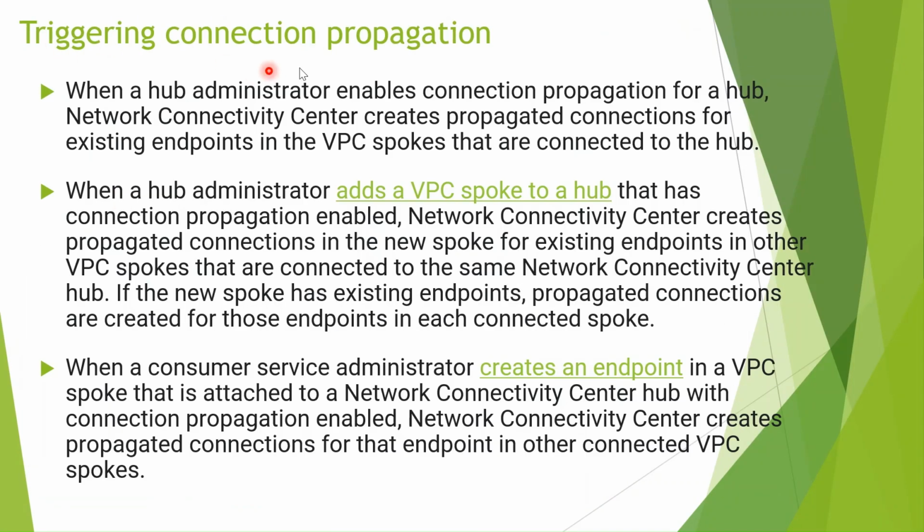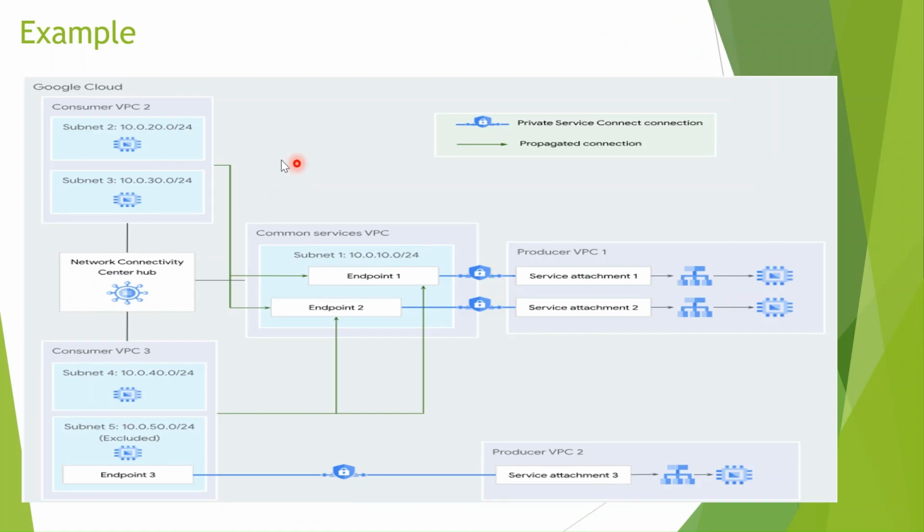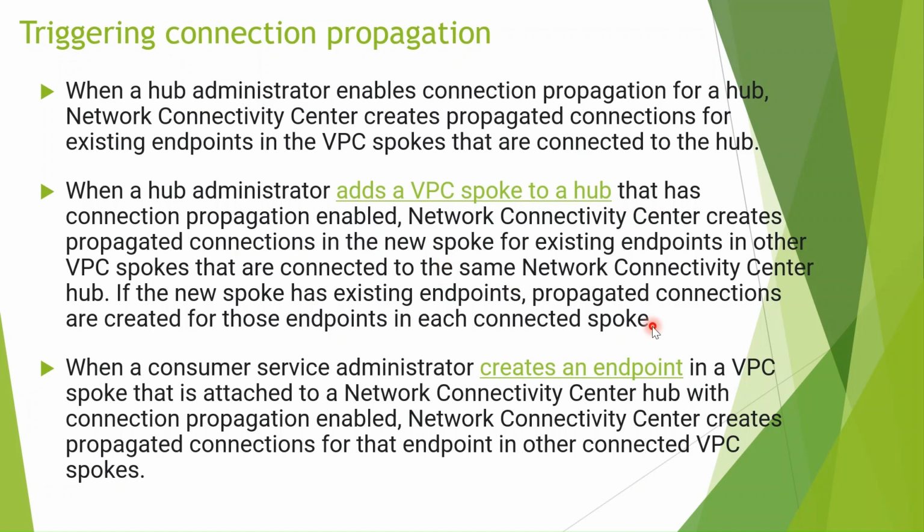There are also some triggers for connection propagation; you can check them out. Basically, suppose you add a new VPC and it also has some connection endpoints with Private Service Connect. What will happen? NCC will add those propagated connections in all the consumer VPCs, so that all consumer VPCs can reach those Private Service Connect managed services. And if the new spoke has existing endpoints, propagated connections are created for those endpoints. You can just read it out. It is very simple and you will get to know what it is talking about.